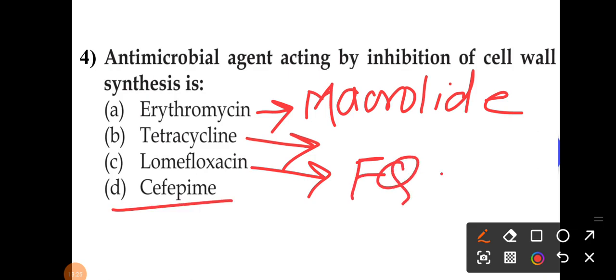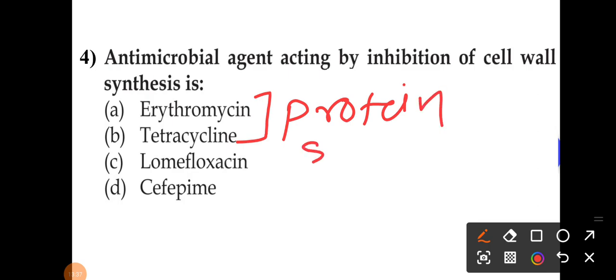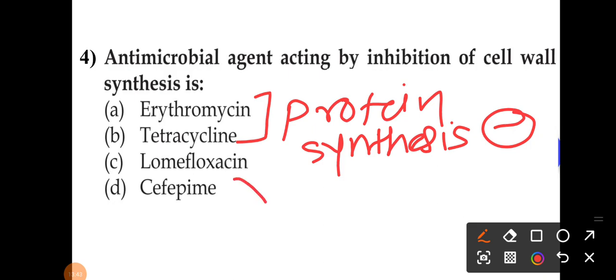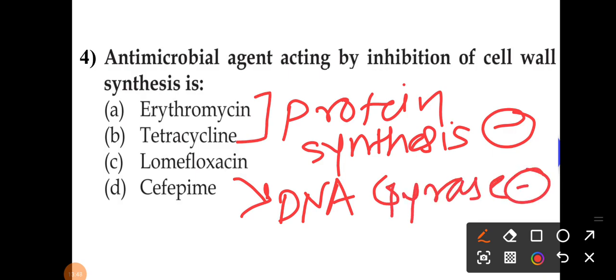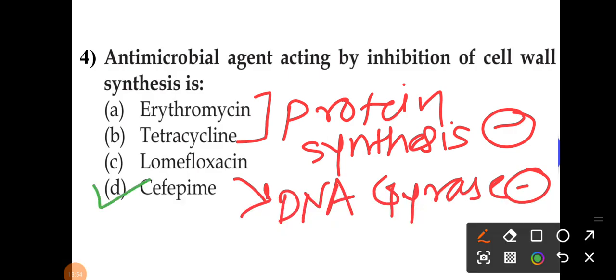Okay, so we know erythromycin and tetracycline are your protein synthesis inhibitors. What about lomefloxacin? That is your DNA gyrase inhibitor. Okay, what is the correct answer? That is cefepime. Cefepime is nothing but a cephalosporin, or beta lactam antibiotic, and we know that beta lactam antibiotics are cell wall synthesis inhibitors. So that's why the correct answer is cefepime.